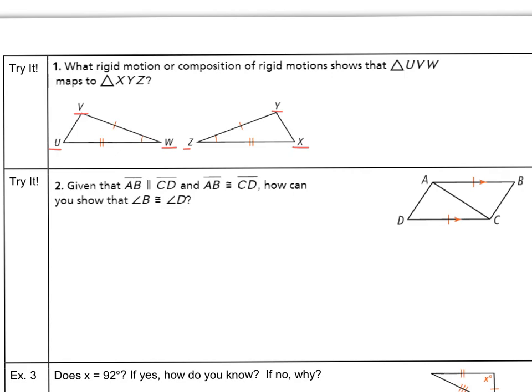Well, it kind of looks to me, if we drew a line right in the middle, that we could fold our paper over and angle U would match to X, V would match to Y, and W would match to Z, making the type of rigid motion simply a reflection. And that's all we had to do, was just describe that rigid motion.